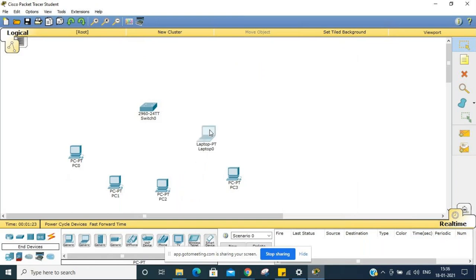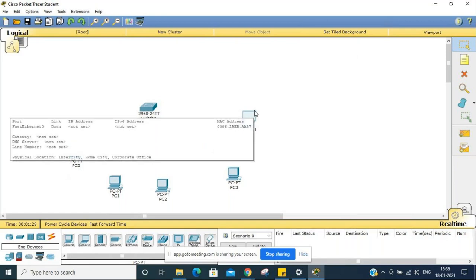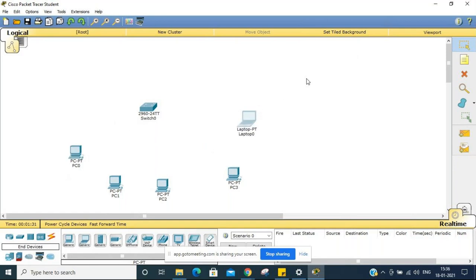How can I delete one thing? There is an X option in the right side corner, right side top, red color X. No, I just want to delete a... Yes, right side. Okay, understood. Now you need to press the escape button once to make it normal.